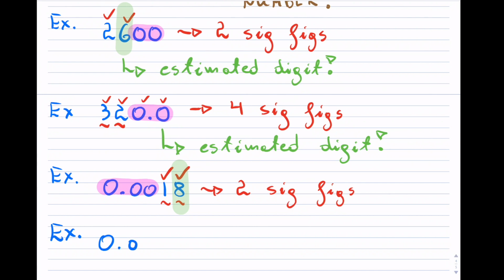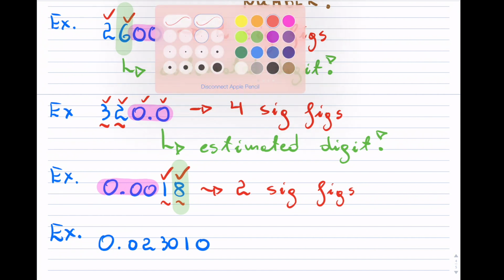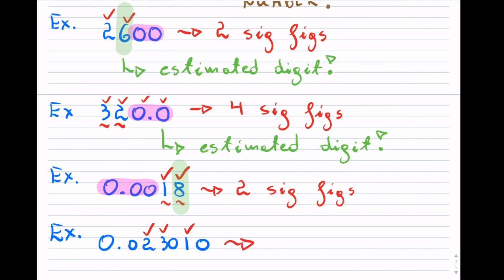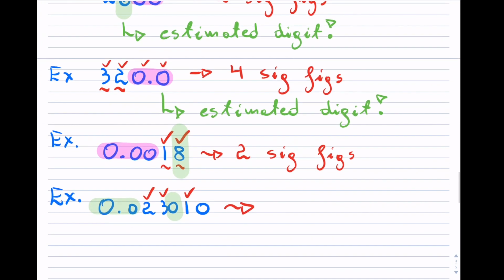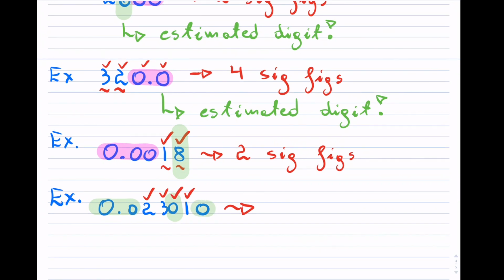Last example. This one's a little trickier. I'll try to throw in everything I can into this one. Non-zeros always count. Now, there are zeros on the left. Zeros on the left never count. There's a 0 in the middle. Notice in the middle always counts. So this one counts. Now there's a 0 on the right, and this one also counts because there is a decimal in the number. So in total, 5 sig figs. Perfect. So this illustrates the sig figs review, and hopefully you found this useful in terms of counting them up.